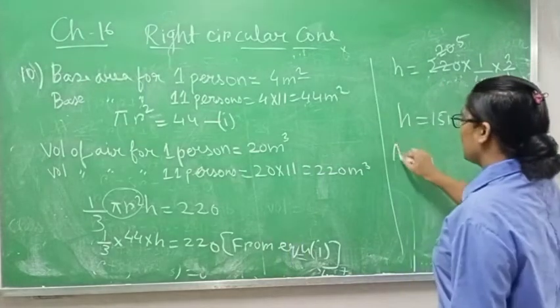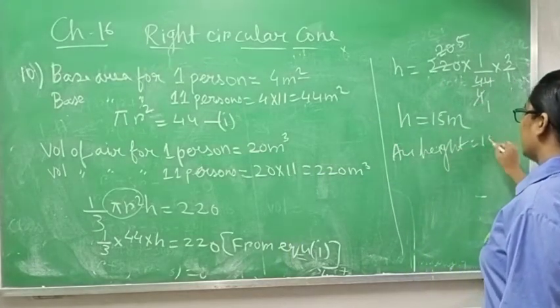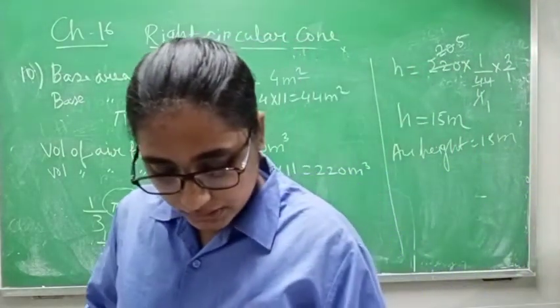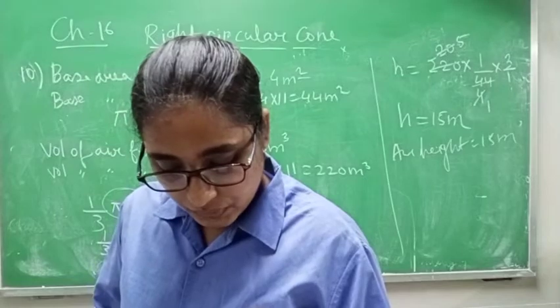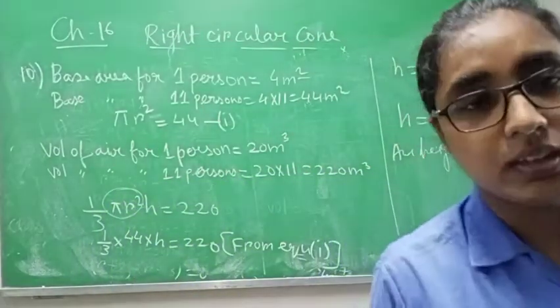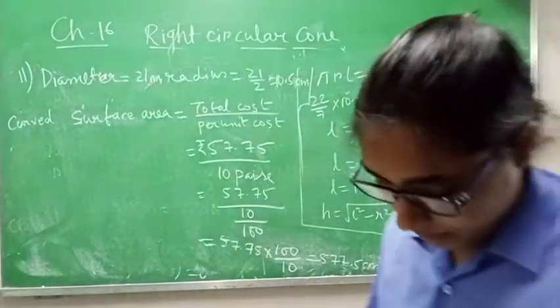Okay, so height we got how much? Height is 15 meter. Okay, so in answer what you will write? Height of the tent, height is 15 meter for exactly 11 persons. Okay, copy this one. Now class 10, read question number 11.